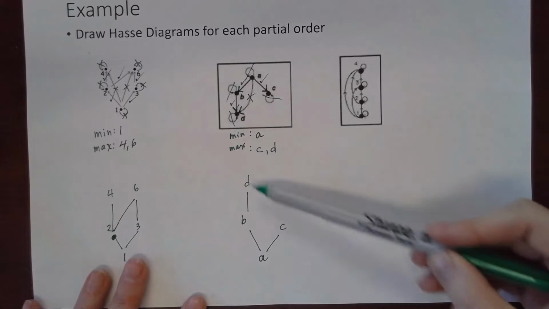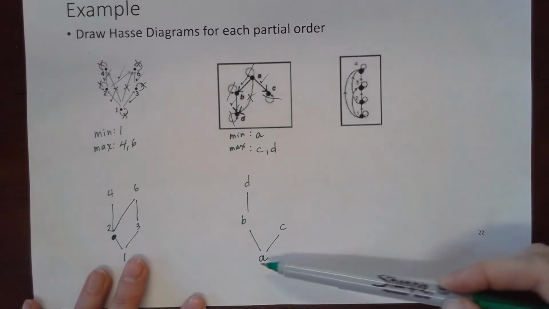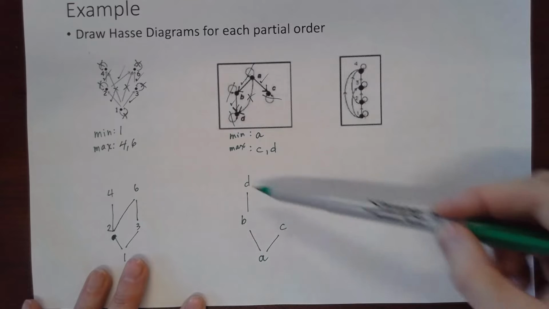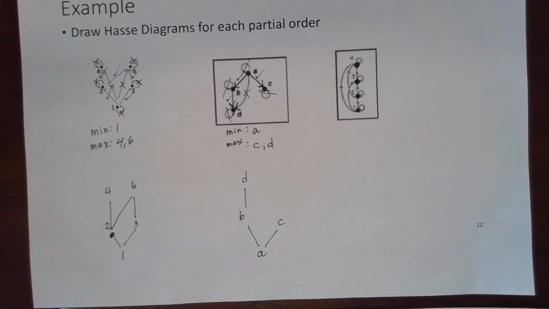When I look at my diagram, I have a minimal element of A and 2 maximals of C and D, nothing above them. All of my relationships are accounted for.